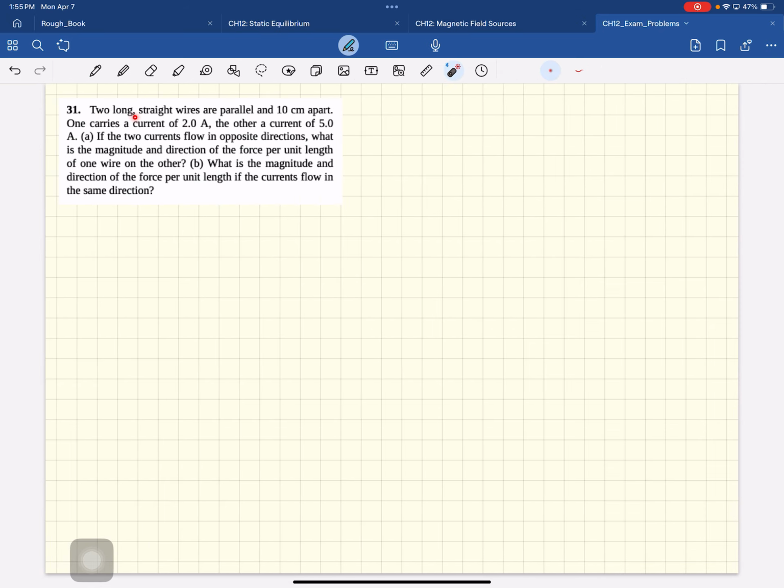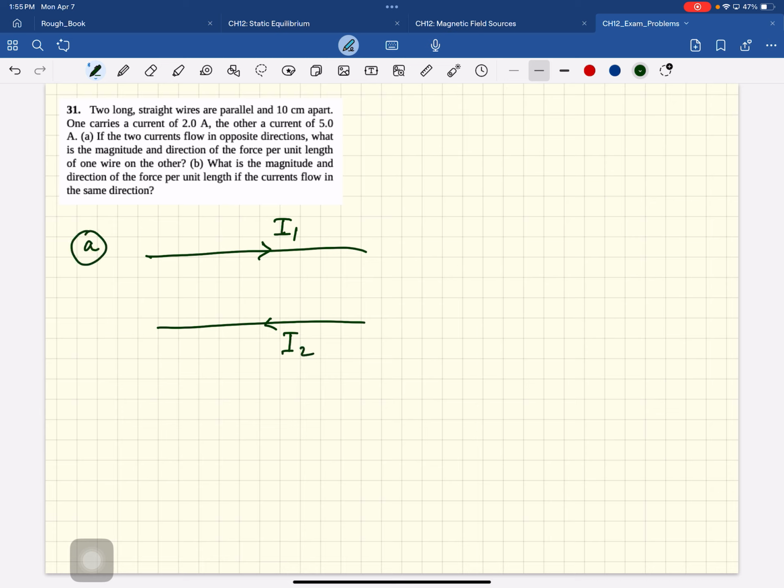All right, this problem says 2 long straight wires are parallel and 10 centimeters apart. One carries a current of 2 amps and the other carries a current of 5 amps. If the 2 currents flow in the opposite direction, part A. Current flowing in the same direction attract each other, and current flowing in the opposite direction repel each other. What is the magnitude and direction of the force per unit length?